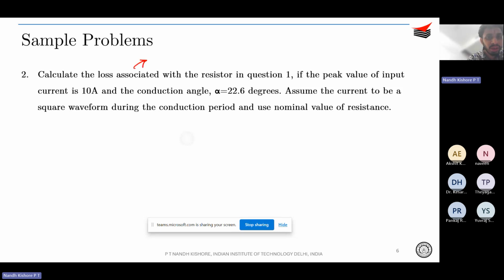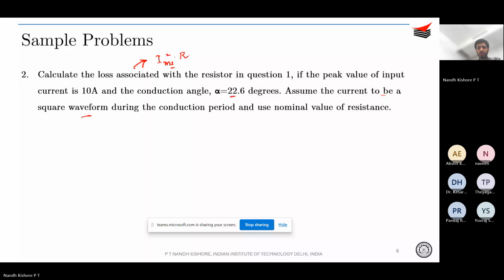So what is the loss across a resistor? We just discussed about it. I RMS square R. R is given. We just need to find out what is I RMS. They have given that current is a square waveform during the conduction period. The conduction is for 22.6 degrees. So during that conduction period, the current is a square waveform. I just need to find out the RMS value of a square waveform, right? And then find out the losses.